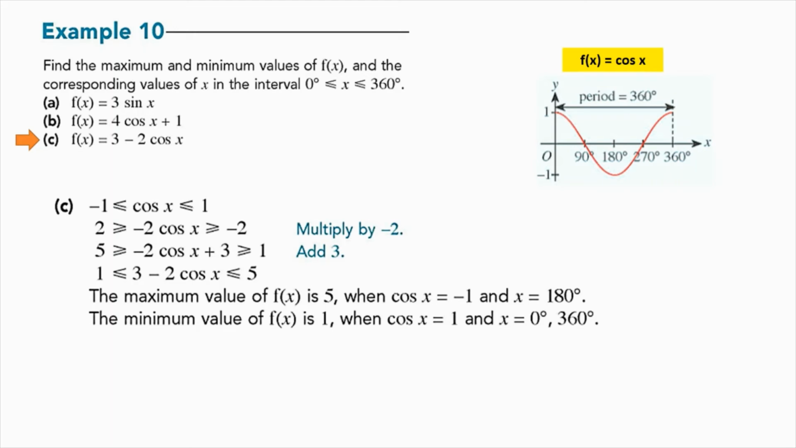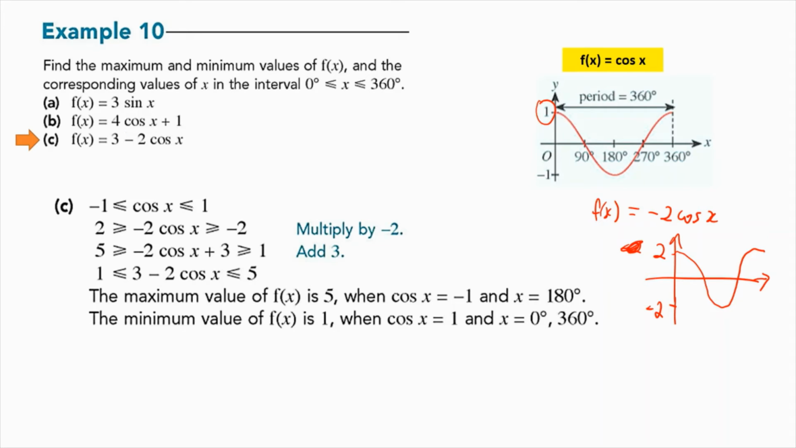Example C, f(x) equals 3 minus 2 cosine x. Recall cosine x, so the graph is from -1 to 1. For -2 cosine x, what does it mean? Instead of 1, you multiply by -2, so your maximum value will be 2, and your minimum value will be -2. So your graph looks like that, from 2 to -2.